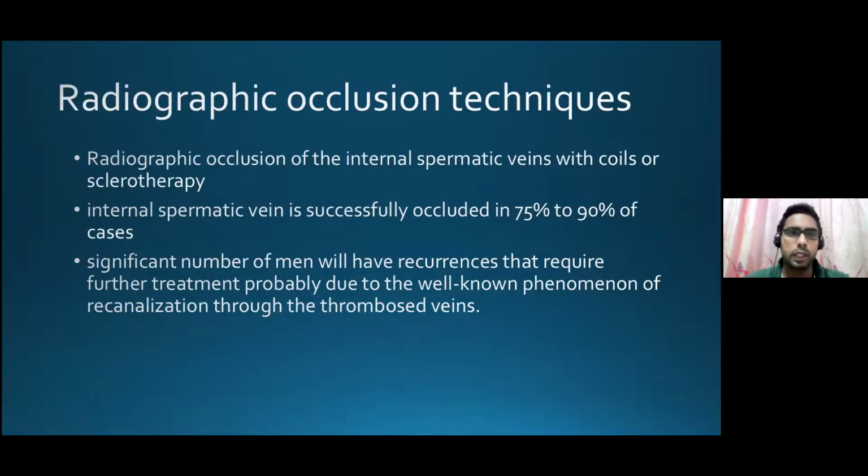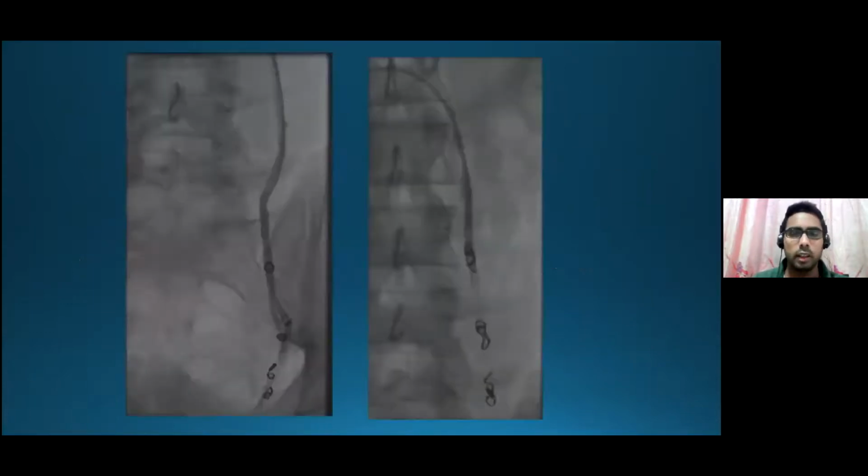The next option is the radiographic occlusion technique. Basically, we can do percutaneous occlusion of the internal spermatic vein using coil embolization or sclerotherapy. This has been found to have successful occlusion rates of up to 75 to 90%. But the problem is that in the long run, these thrombosed or obstructed veins recanalize, and recurrences are common. So those are the options for varicocelectomy and the pathogenesis of varicocele.